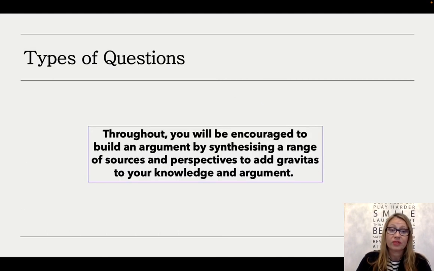It's important to reinforce that throughout, you'll be encouraged to build an argument, a position, by synthesising a range of sources and perspectives to add gravitas to your knowledge and your argument. So that's really important to bear in mind.